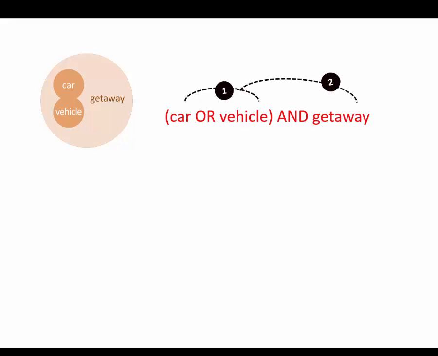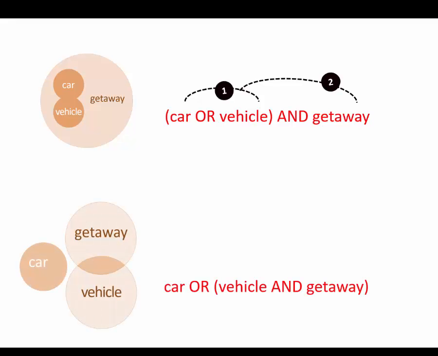The parentheses force the database to group the terms the way that you want and not the way the database wants. If we were to put parentheses around car OR vehicle, this forces the database to first find documents that include either the term car or vehicle, and then from the results of that grouping to find documents that must also include the term getaway.